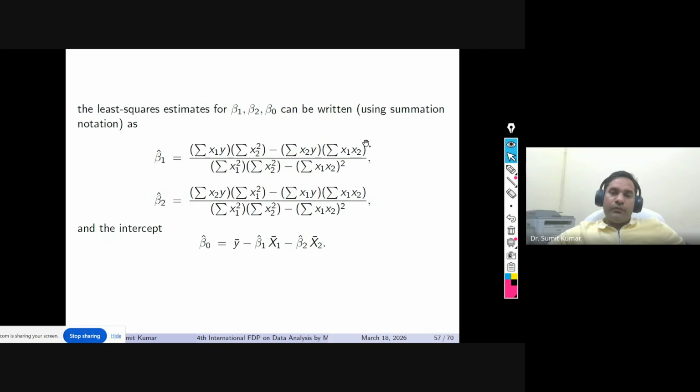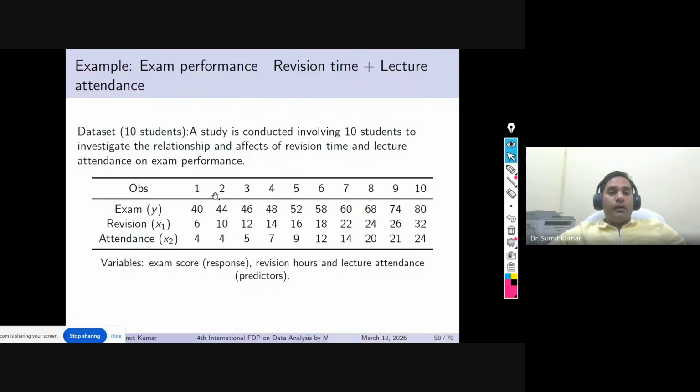So we have explained here how to calculate these coefficient values. After solving the normal equations, after applying the least square method, you can get these coefficient values. So basically, this is the example we have taken here.